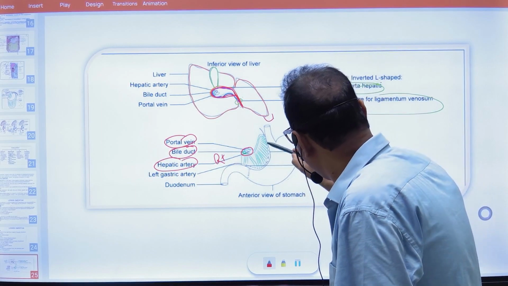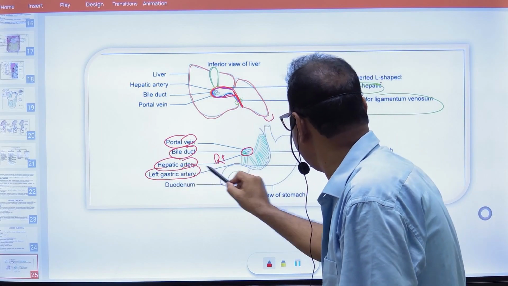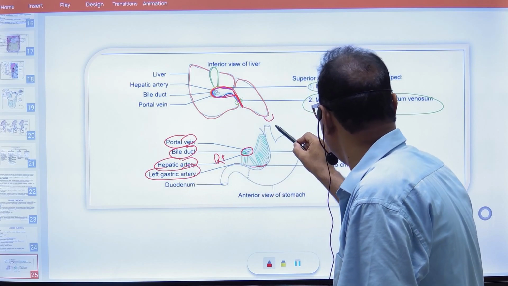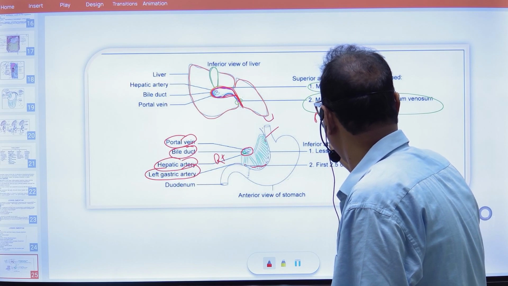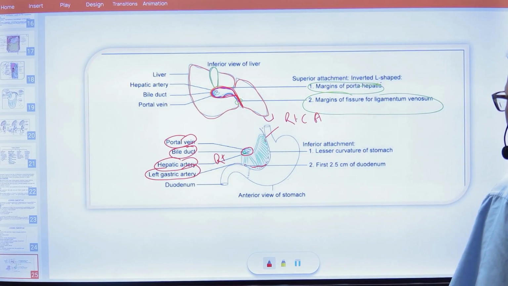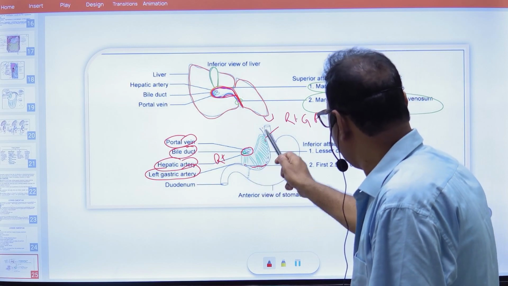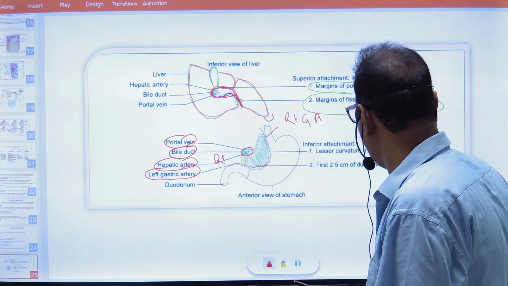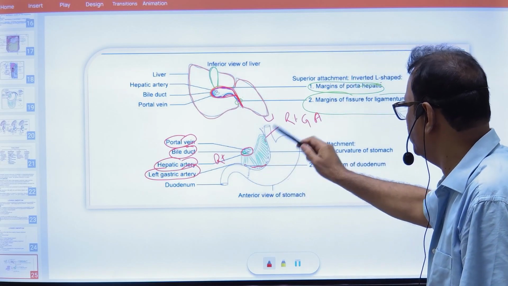And this is the lesser curvature of the stomach, showing the left gastric artery over here. We have got the right gastric artery over here. So right gastric and left gastric arteries. Of course, the lymph nodes will also be over there, and the gastric nerve will also be over there.